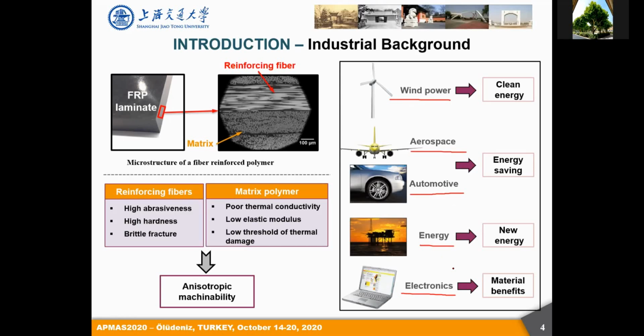So why did carbon fiber composites become so attractive in industrial fields? We know that carbon fiber composites basically consist of two disparate phases. One is the reinforcing fibers, which provide the main properties of the composite materials, and they often exhibit high abrasiveness, high hardness, and brittle fracture. On the other hand, the matrix polymers show poor thermal conductivity as well as low elastic modulus. Since the two types of constituents exhibit disparate mechanical and physical properties, they lead to anisotropic machinability.